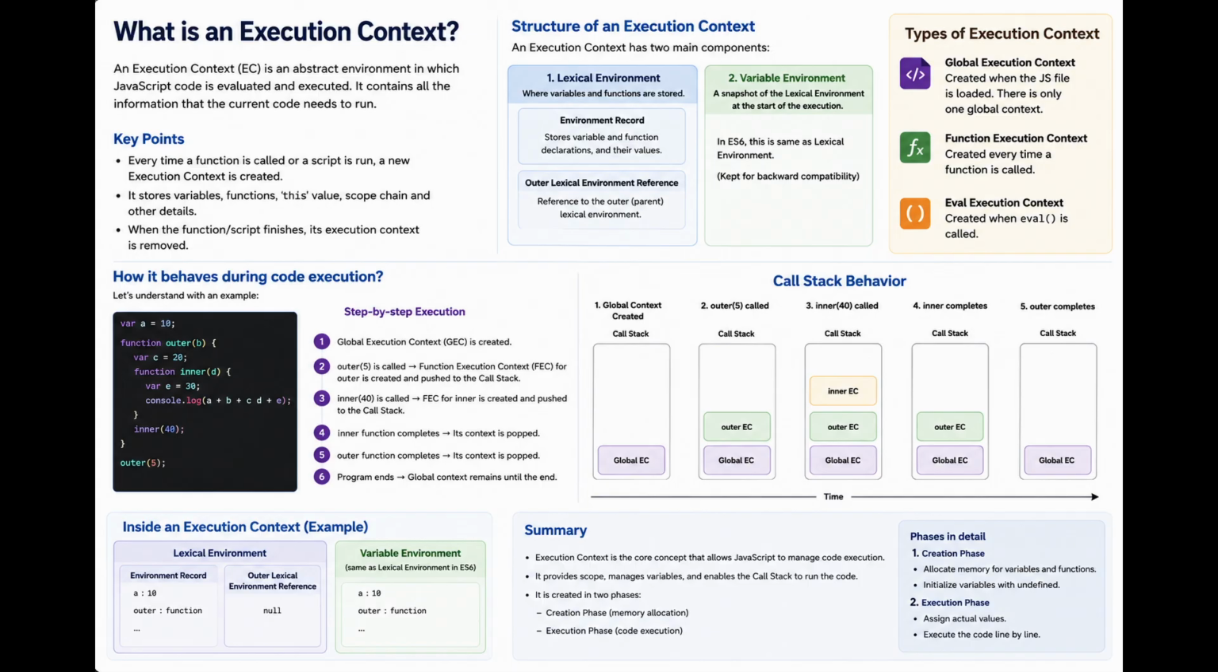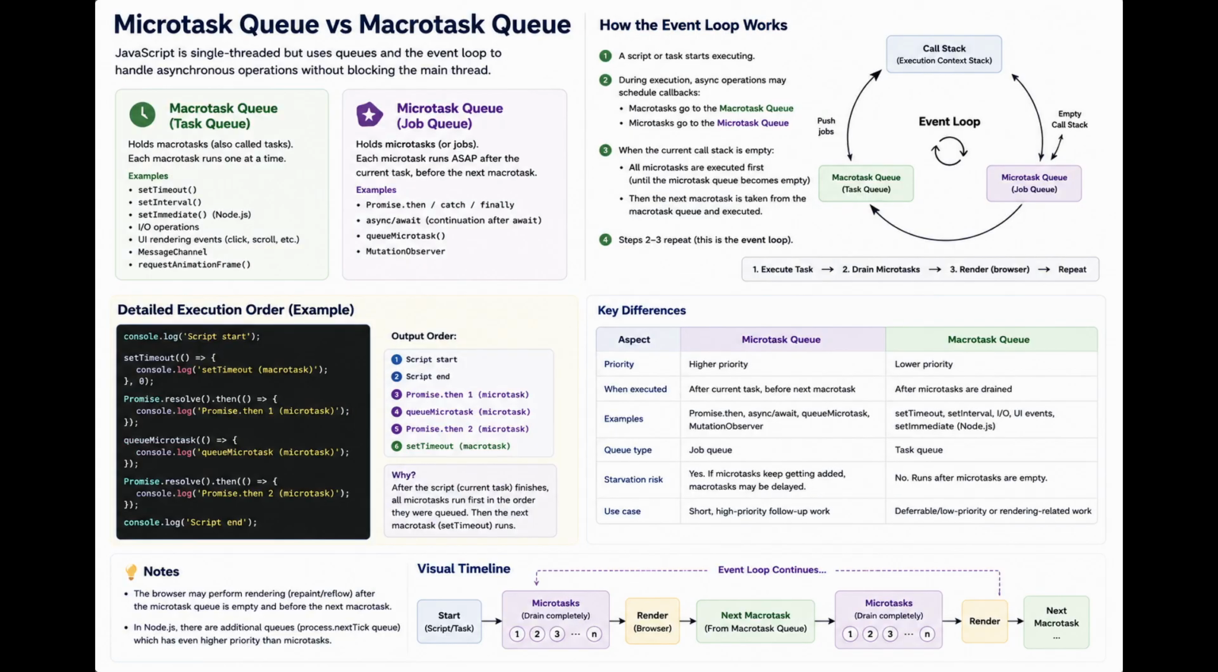So the execution context is placed inside the call stack. As you know, JavaScript is a single-threaded language. One task will execute at one time, so the call stack will execute one task at one time. The execution context will be placed inside the call stack and executed one by one. Should I explain the event loop and all? Just tell me about the microtask queue and macrotask queue.